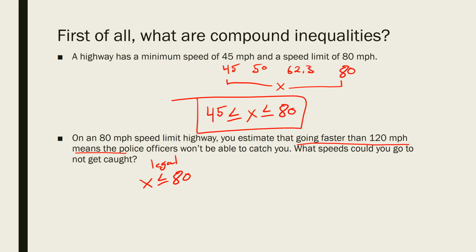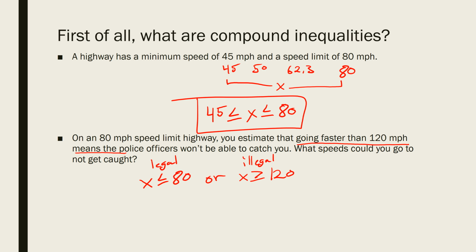So if you don't want to get caught, either you have to go the speed limit, go less than or equal to 80, or you could choose to go so fast that the cops wouldn't be able to catch you. So greater than or equal to 120. And that would represent illegal speeds, but illegal speeds that are so fast that the cops might not be able to catch you. So these are both good speeds to go.